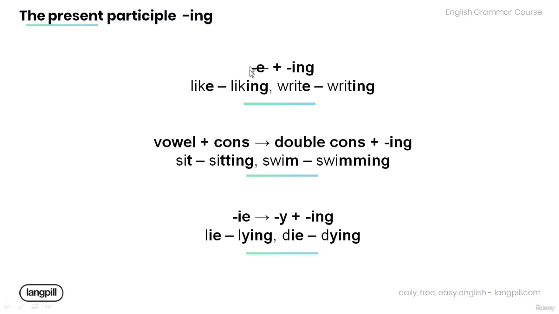Now, when a verb ends in E, we get rid of the E and simply add -ing, as in like, liking; write, writing. And when a verb ends in a vowel plus consonant, we double the consonant and then add -ing, as in sit, sitting; swim, swimming. And when a verb ends in IE, we change the IE into Y and then add -ing, as in lie, lying; die, dying.